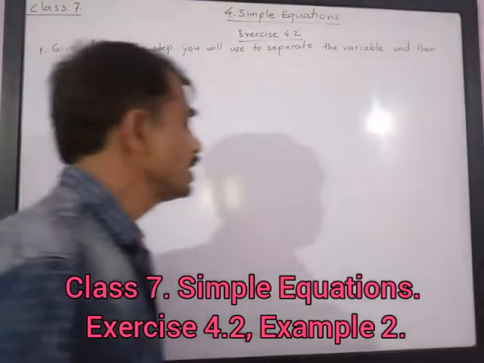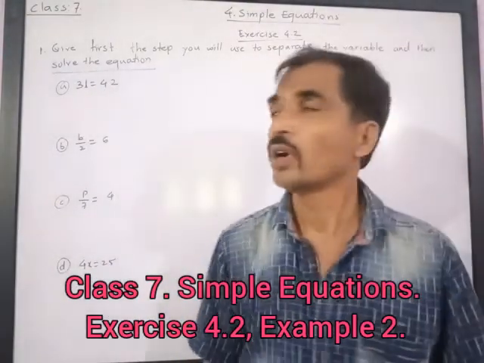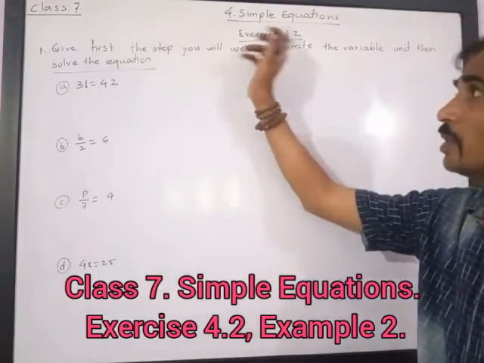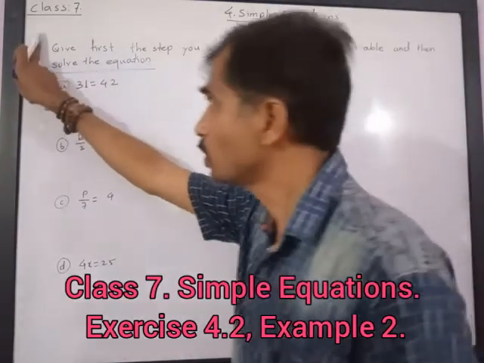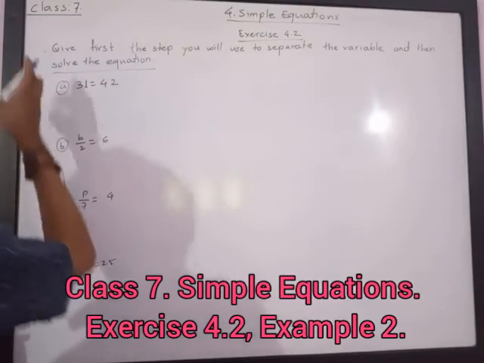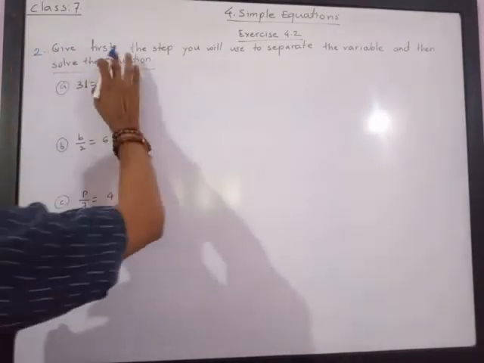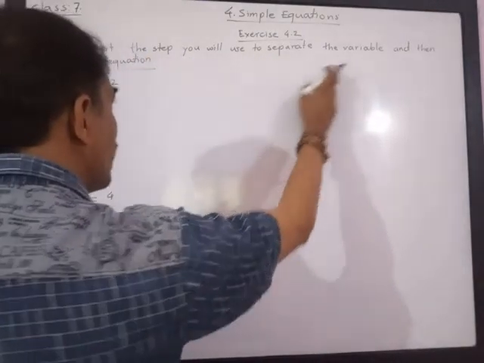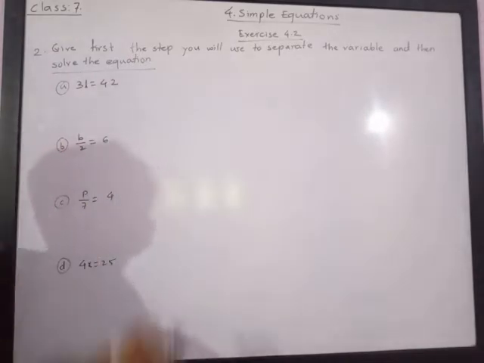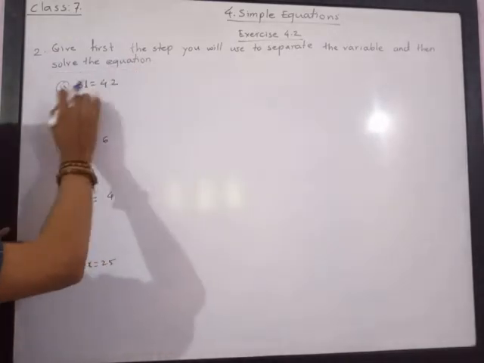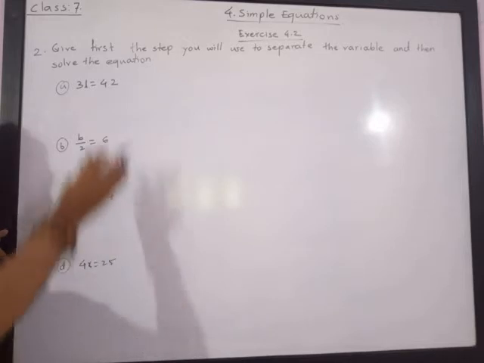Dear friends, in exercise 4.2 of 7th standard class, lesson number 4, we have the second sub question. First, use the step to separate the variable and then solve the equation. So we need to solve the equation. The equation is 3L is equal to 42.